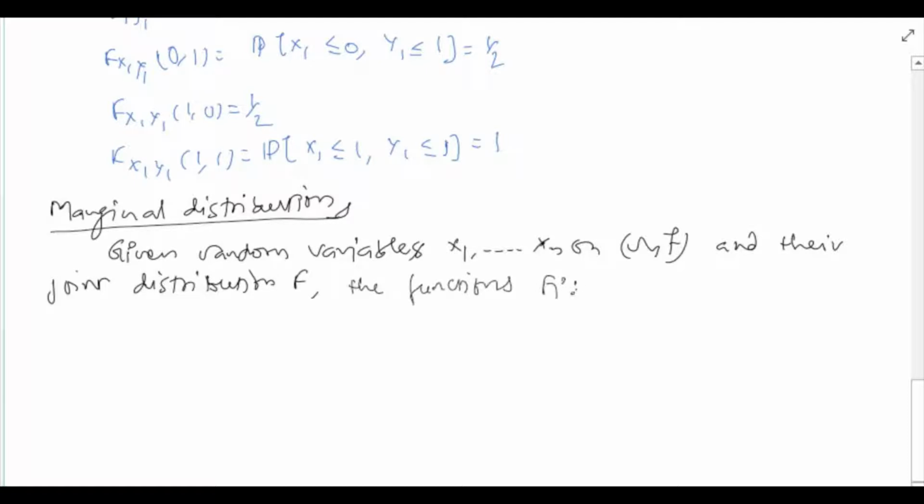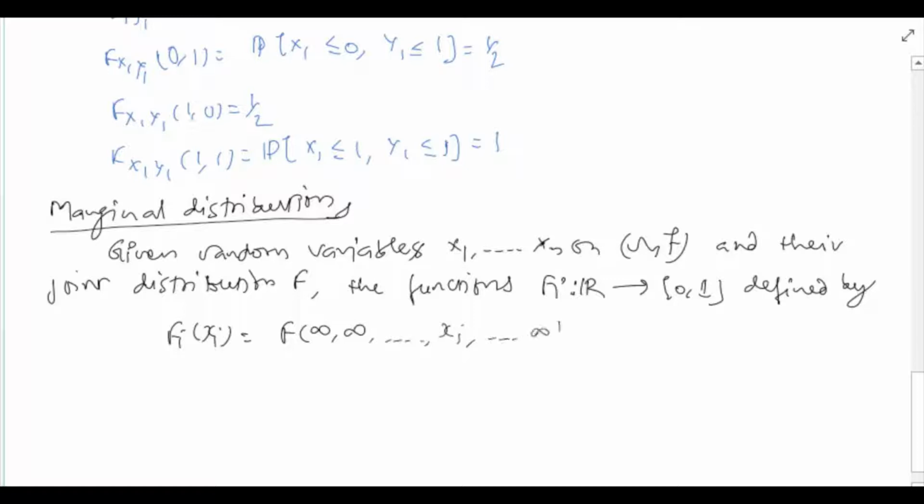fi, these are functions from R to [0, 1] defined by fi of xi equal to f of infinity dot dot dot xi dot dot dot infinity. Here we have infinity at all positions but the ith position. So this is the ith position. Everywhere else we have infinity. So this is how the functions fi are defined for all i equal to 1 to n.